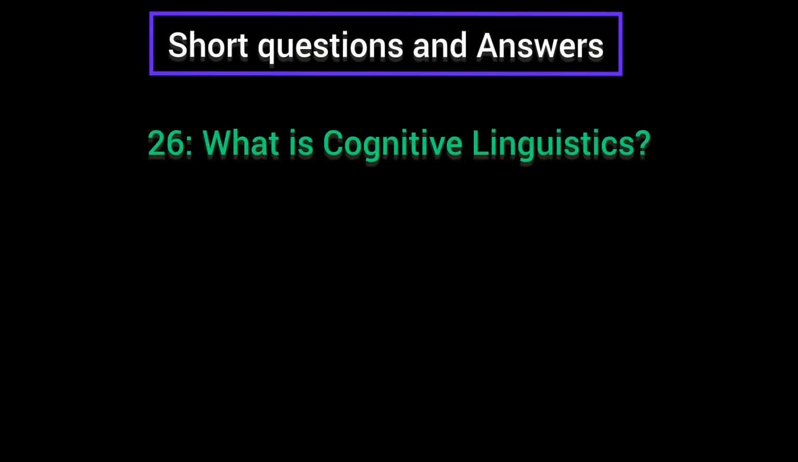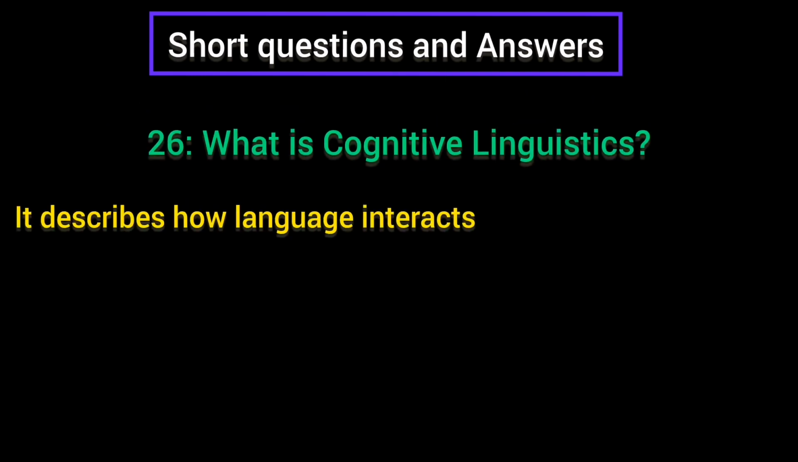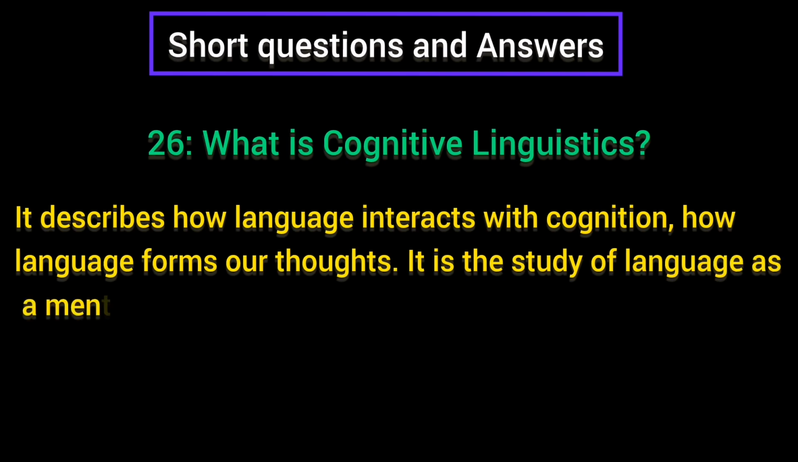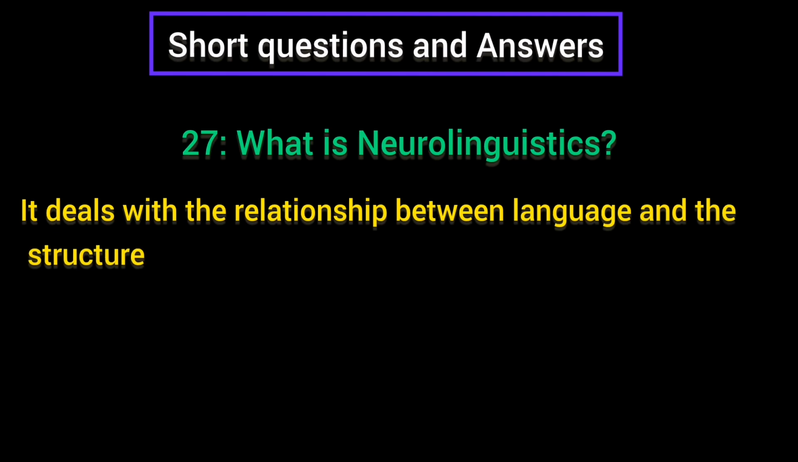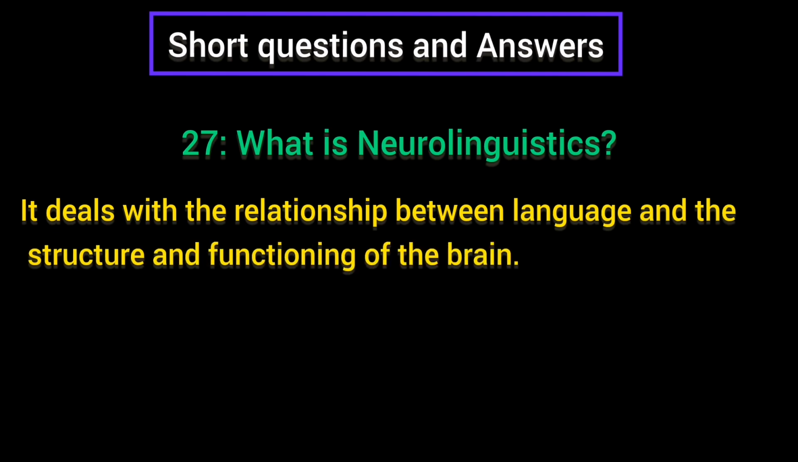What is cognitive linguistics? It describes how language interacts with cognition, how language forms our thoughts. It is the study of language as a mental phenomenon. What is neurolinguistics? It deals with the relationship between language and the structure and functioning of the brain.